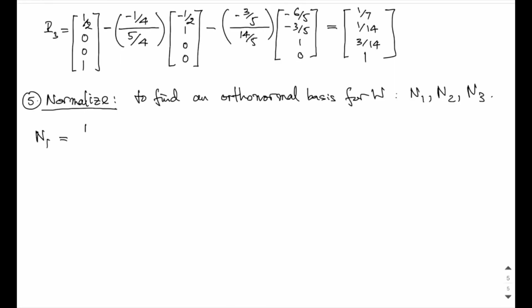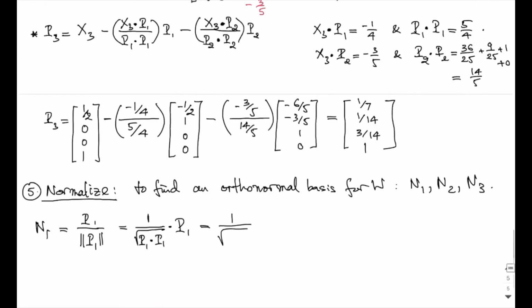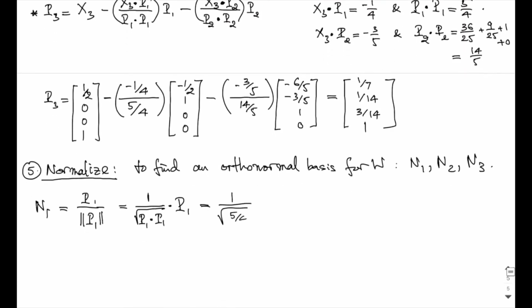And N1 is going to be just P1 divided by its length. The length of P1 is going to be just the square root of P1 dot P1. And because you have computed P1 dot P1, you just need to utilize that, 5/4. So you put 5/4 here, and then you scalarly multiply P1. So this is going to simplify to 2/5, and P1 you have found to be negative 1/2, 1, 0, and 0. So the first normal vector, N1, is going to be the vector: you multiply this to this, you're going to get negative 1/5, then 2/5, 0 and 0.